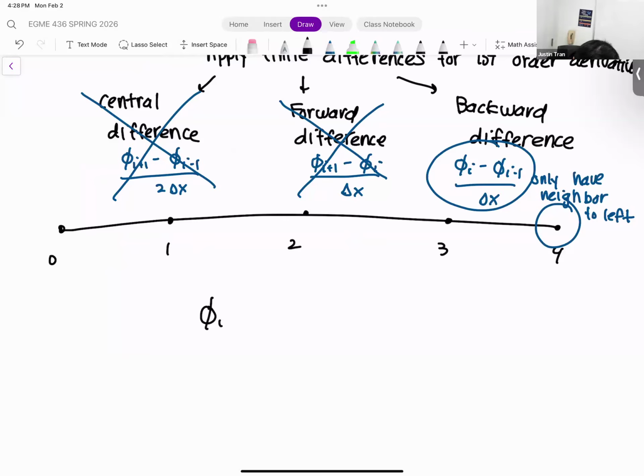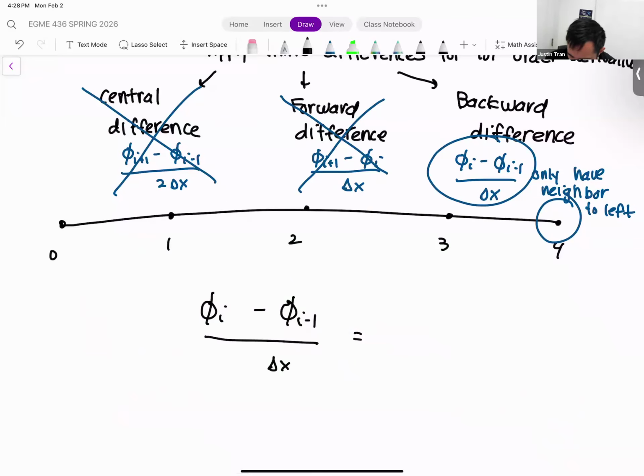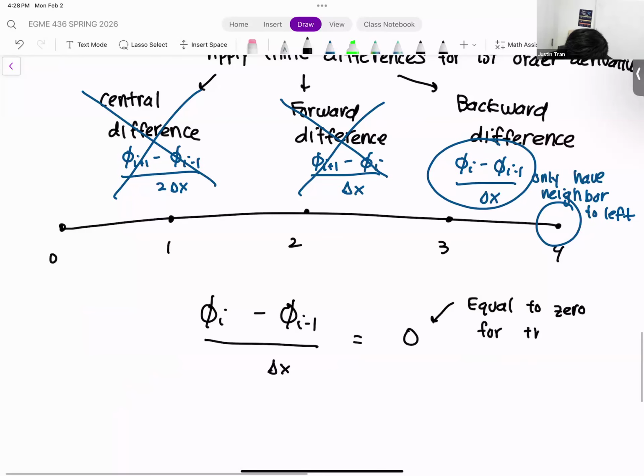Okay, so let's go ahead and apply that. So we have phi i minus phi i minus 1, all divided by delta x. And in this case, the value of that derivative is 0, right? But that's not always going to be the case. Sometimes you might have a right-hand side there that's going to be active. But for this specific case, the Neumann boundary condition is equal to 0.